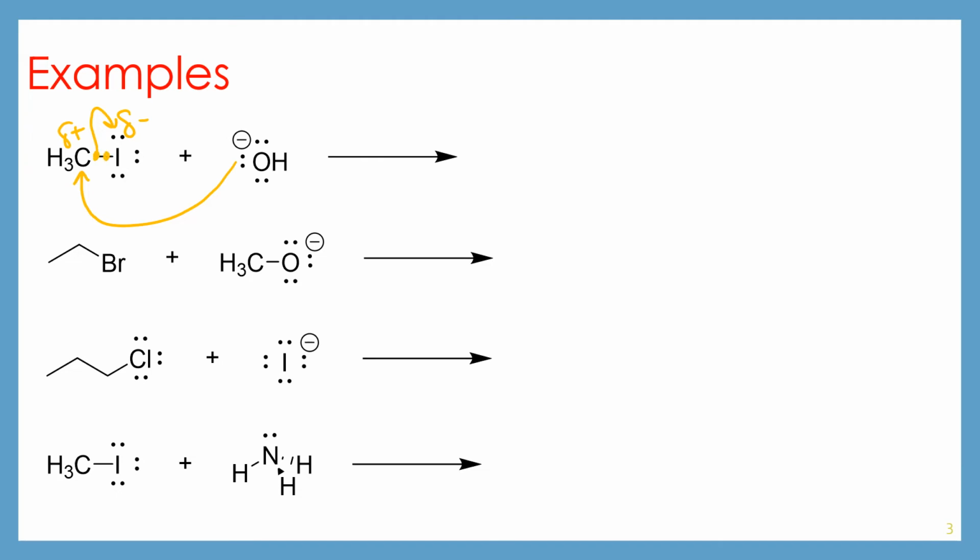So the result of this reaction is that our iodomethane gets turned into methanol, and we end up with an equivalent of iodide. And note that the bond between the carbon and the oxygen was formed by this lone pair that did the attacking. And we're going to see really similar things through all of these mechanisms here.